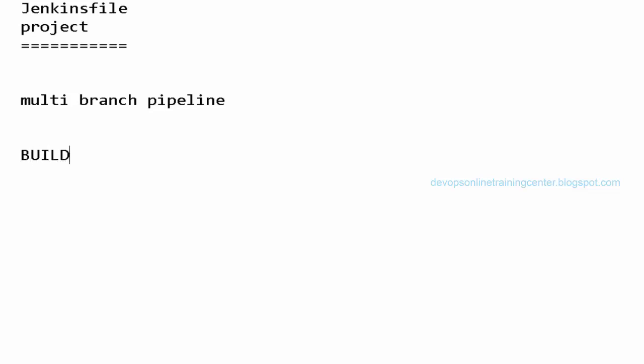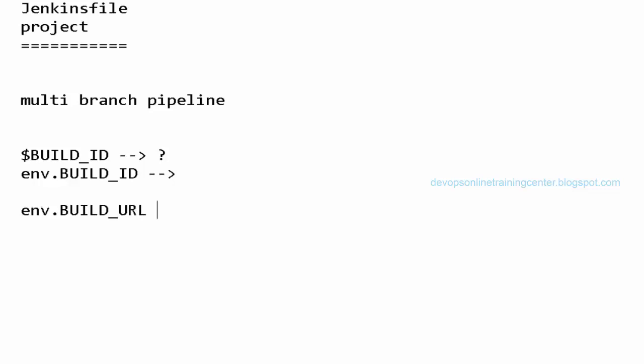So what is build ID? Is that the same $BUILD_ID we mentioned? Yes. Okay. This is nothing but the build number, right? So we can use $BUILD_ID, or we can use something like env.BUILD_ID. This is also the same, it's an environment variable. This can be printed in the Jenkinsfile using env.BUILD_ID. Then env.BUILD_URL. URL is nothing but the Jenkins URL.